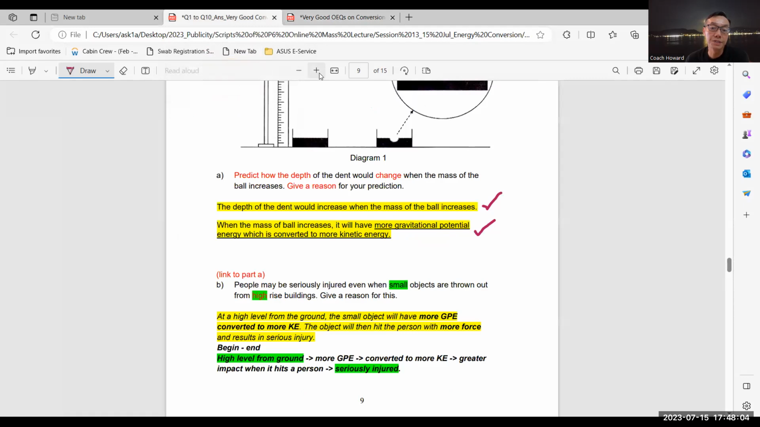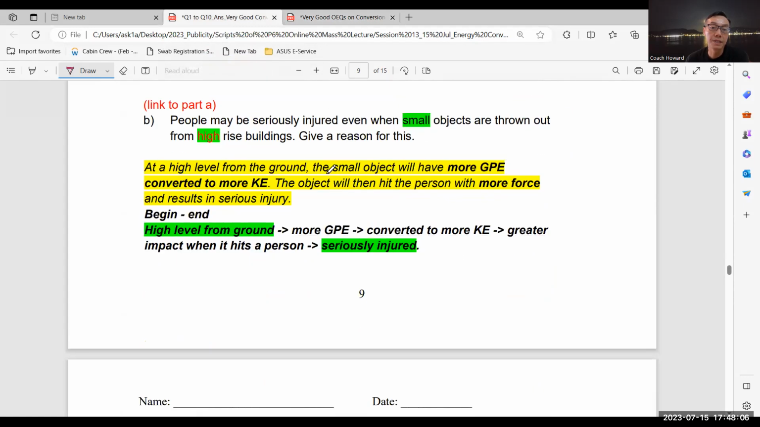So for this question, when something is dropped from a high level, it will have more GPE, which will be converted to more KE. So the object will hit the person with more force, resulting in serious injury. Okay, this part. So you take note of this part.